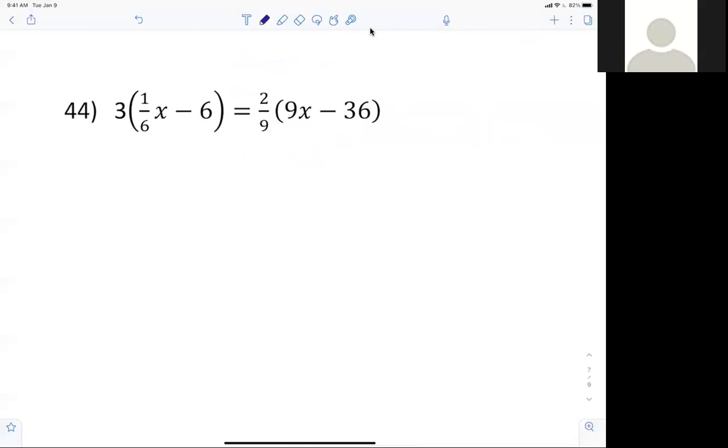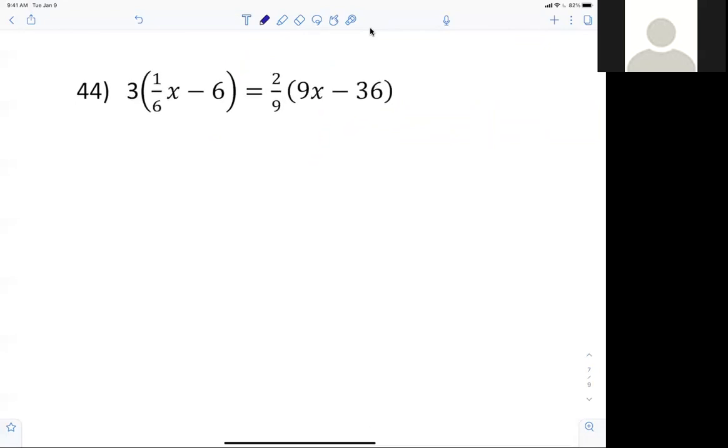Number 44. Maya, help me here. Can I distribute? Yes. 3 times 1/6 is 1/2. Good. And then 8 times 1/6 is 1/2 equals 2x minus 8. And 2x minus what? I didn't hear you. 8. Yes, good. Now what?